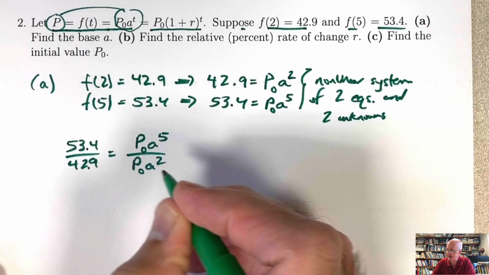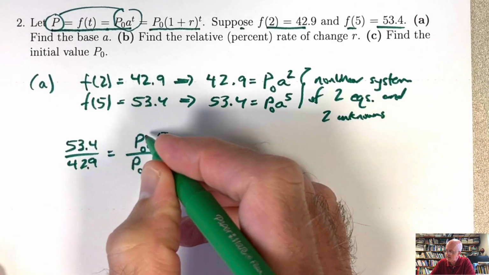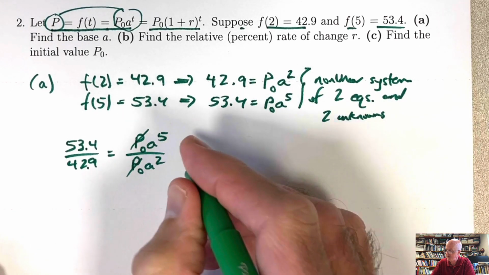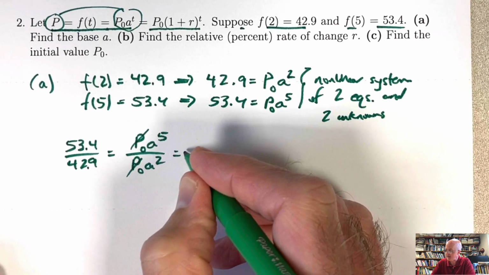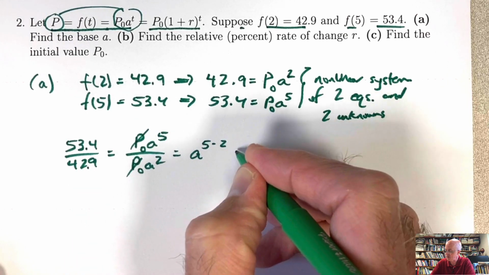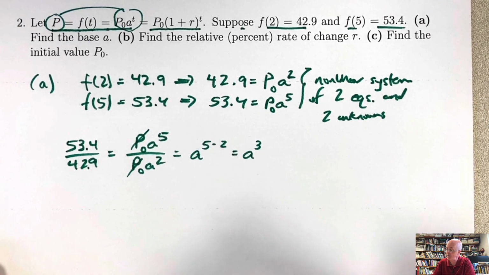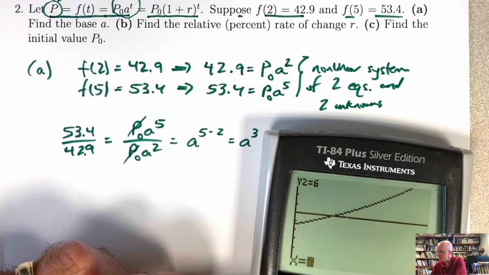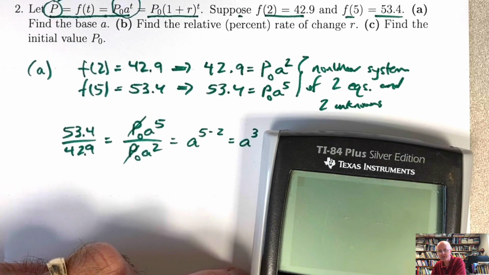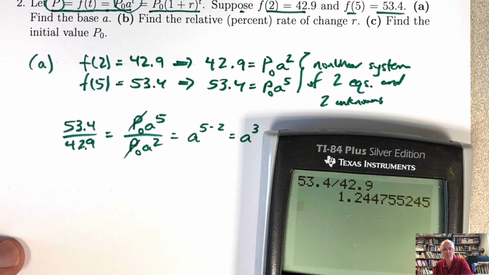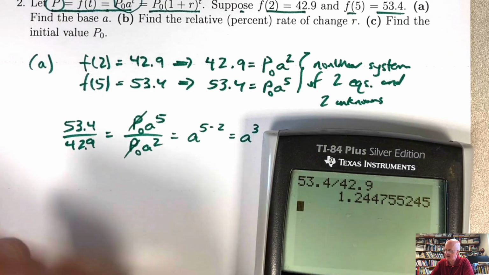And both sides simplify. The p sub 0s divide out to a 1, and you don't have to write them anymore. With the a's, you subtract the exponents. A to the 5th divided by a squared is a to the 5 minus 2 is a to the 3rd power. Okay, very nice. It simplifies very nicely. With the left side, we can simplify that as well. 53.4 divided by 42.9 is about 1.244755.